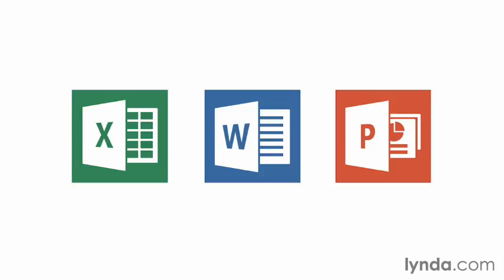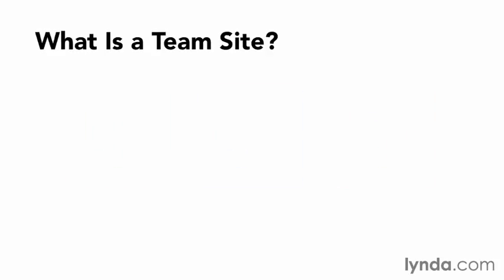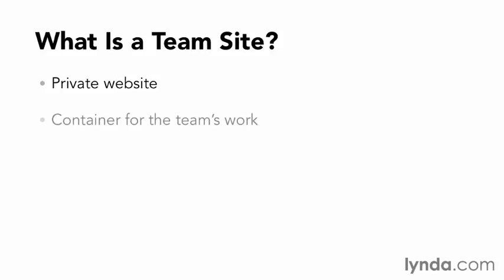Enter SharePoint team sites. A team site is a private web space. By private, I mean only the folks who have permission to participate are allowed access to the team site. Everyone else in your organization and everyone outside of your organization will not be able to get to your private website. A SharePoint team site provides a container for your team's work so that when you are working together on a project, you can place your shared information into a website reserved for your team.